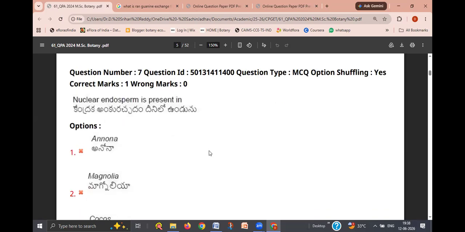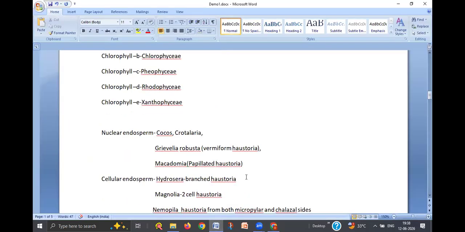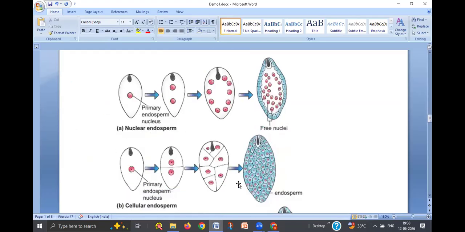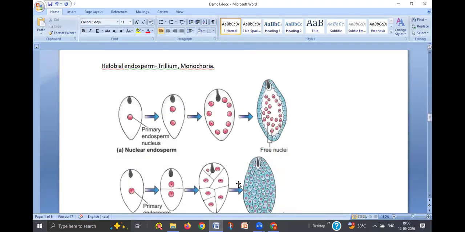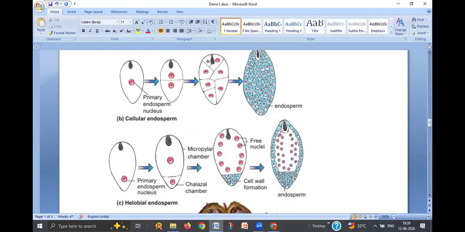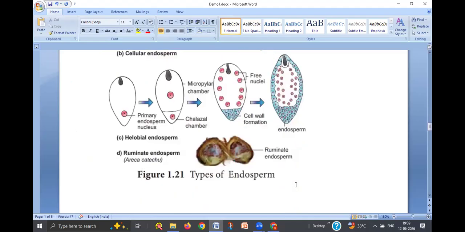Next, nuclear endosperm is present in. So now the question is related to embryology. In embryology, you see there are different types of endosperms present: nuclear endosperm, cellular endosperm, and helobial endosperm. Another type also, ruminate endosperm.